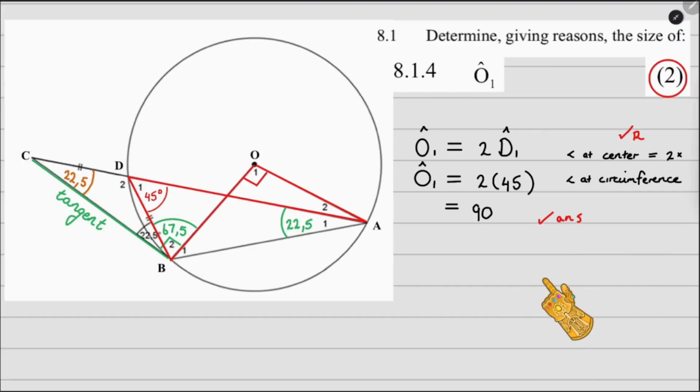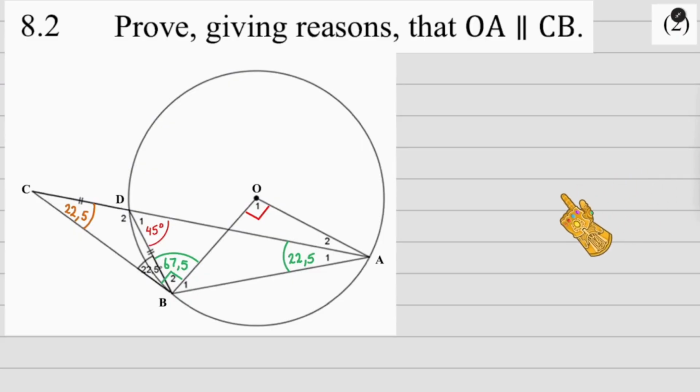And just before we move on, one thing teachers do appreciate is just stating the relationship with the letters first. So saying that O1 is 2 times the size of D1 and then actually filling D1 in as 45 degrees. Yeah, the teachers do appreciate that. It is good to put in your work. Okay, the 2 marks. One mark comes from the reason, and the second mark comes from the answer of 90 degrees for O1.